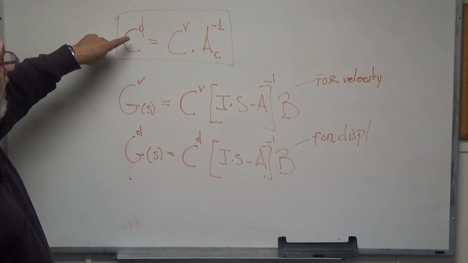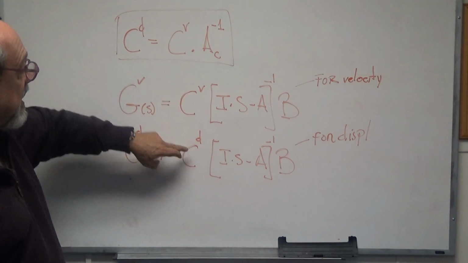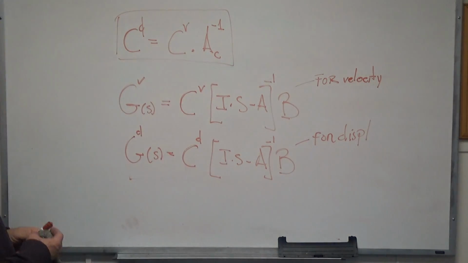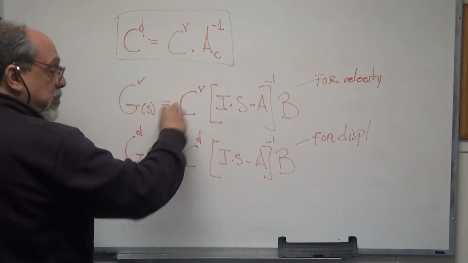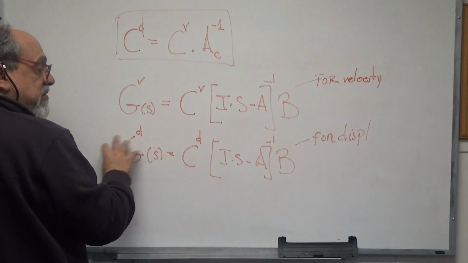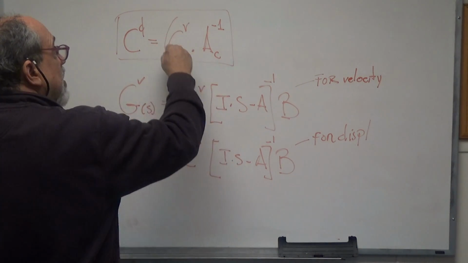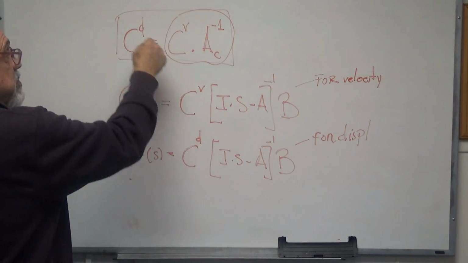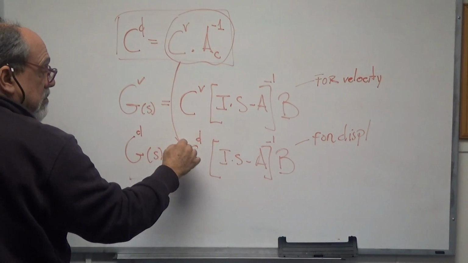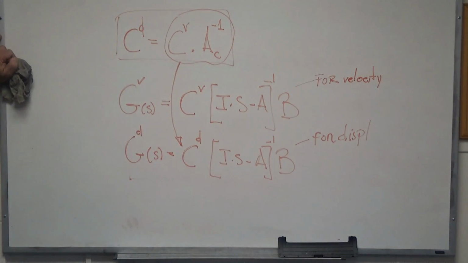All you have to do is recognize that instead of CV, you need CD. And what is CD? CV times AC to the minus 1. So instead of putting CV here, you put CV times AC to the minus 1, and you have immediately obtained the transfer matrix for displacements. Okay? So if you don't have CD from the test, but you have CV from the test, you just put CV times AC to the minus 1 there, and you have what you want.